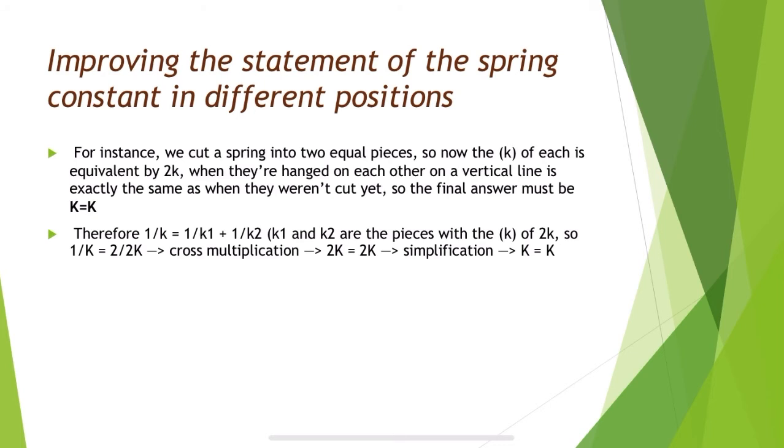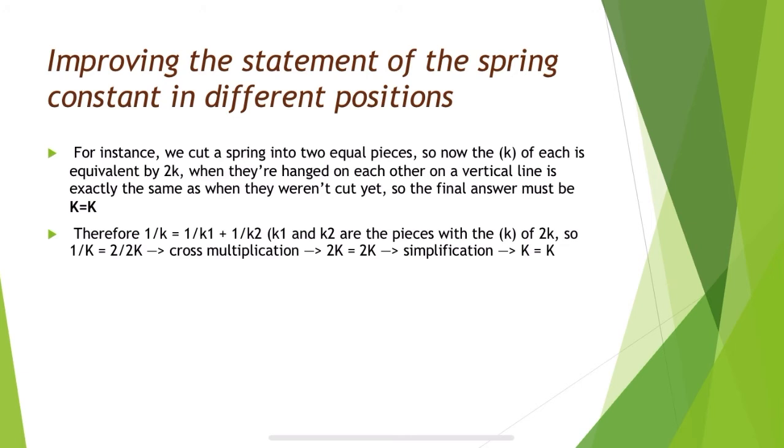So let me read it again. It's really important. When they are hung on each other on a vertical line, it is exactly the same as when they weren't cut yet. Don't forget this. That means cutting a spring into two pieces and then putting those two pieces on each other is exactly the same thing, exactly the same spring constant. And I want to prove this. So my final answer must be K equivalent to K.